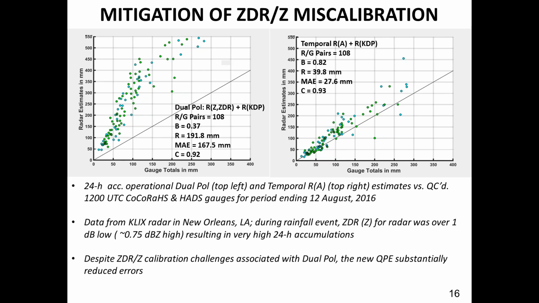And this is a day where, for the KLIX radar in New Orleans, ZDR was over 1 dB too low, and reflectivity was at least 3/4 dB too high. And so what happens, it resulted in really, really high 24-hour accumulations. On the other hand, for the temporal alpha, it did have an overestimate bias associated with it, but it had much lower errors, and so it pretty much mitigated, in this case, the calibration challenges.